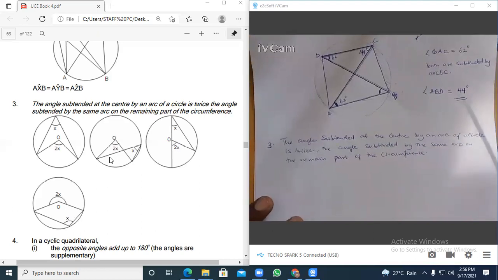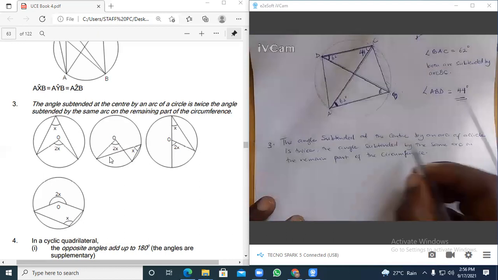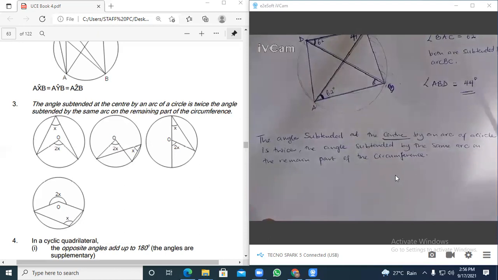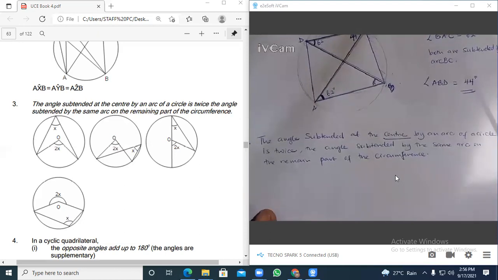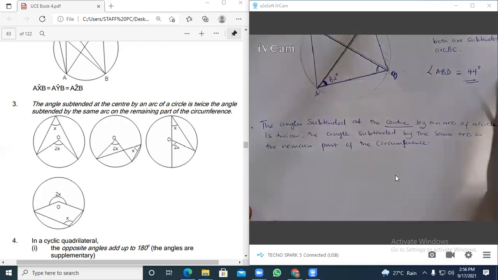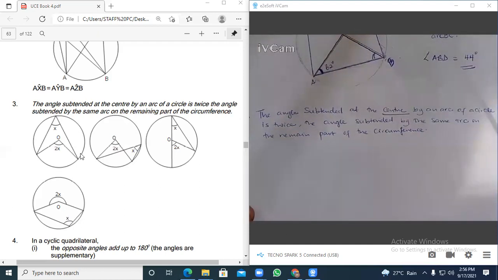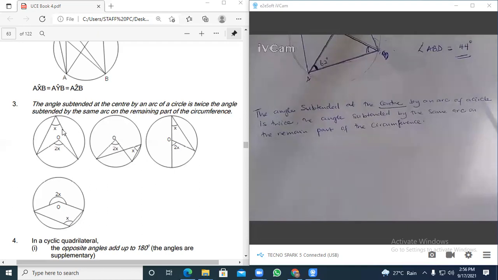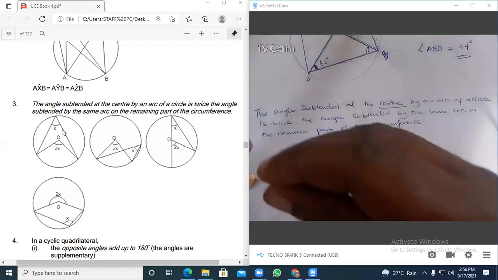So the angle subtended at the center by an arc of the circle, and the center is of the circle, is twice the angle subtended by the same arc on the remaining part of the circumference. Okay. So there they have very many examples. Let us look at this one. It's very easy for you to understand. You have to draw them one by one and then you get to know what they mean.